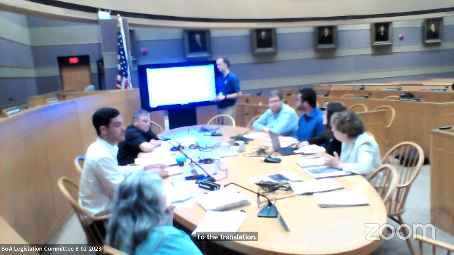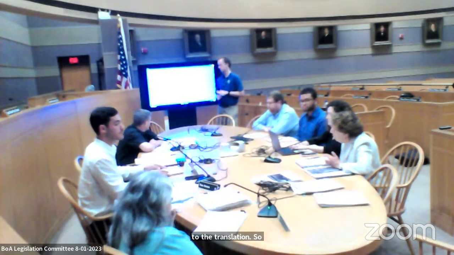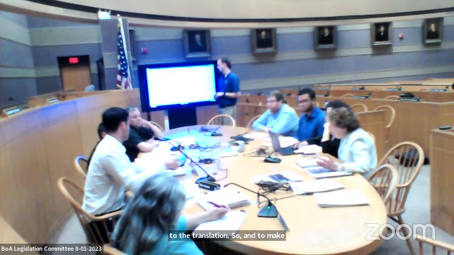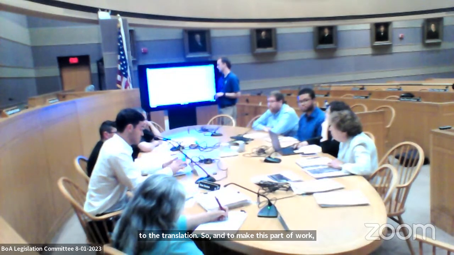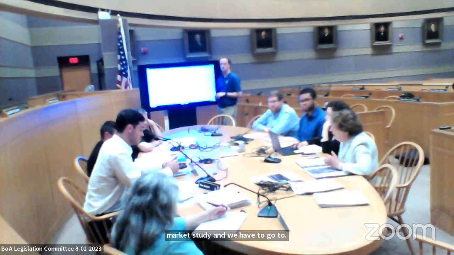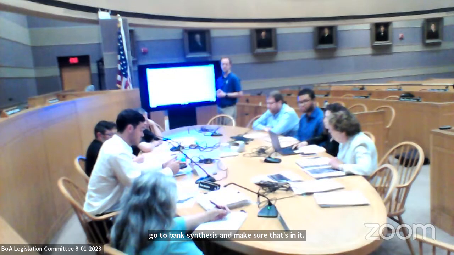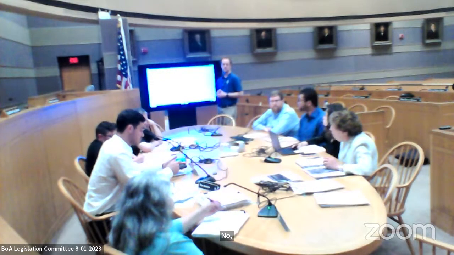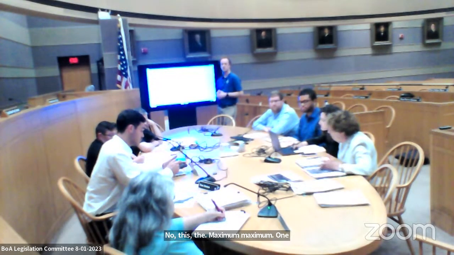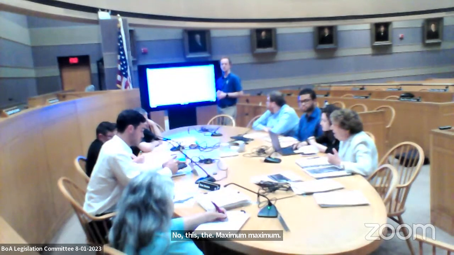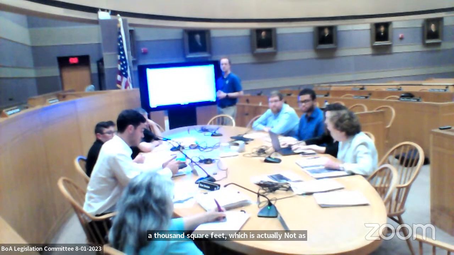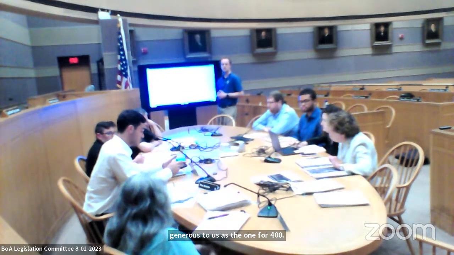So to make this project work, to make it feasible, the first thing we are doing is a market study, and we have to go to banks and investors. And I've been told by the client, it is absolutely not financed. Now, this board adopted a maximum in the CDG district. The maximum is one parking space per unit, one parking space per 1,000 square feet, which is actually not as generous to us as the 1 for 400, 75% reduction, which is about 1 for 60.